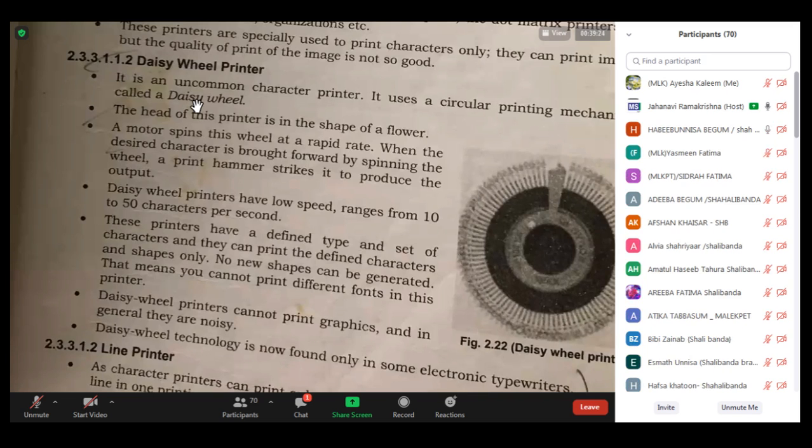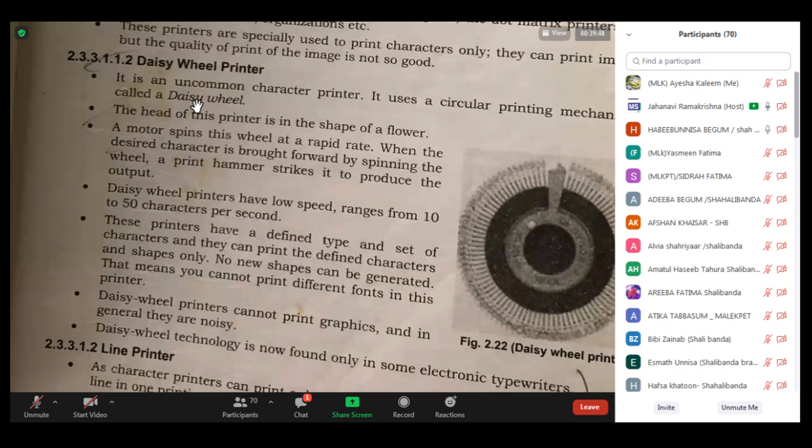If they are in consecutive manner, well and fine, but imagine they are segregated, then for every print of one character there should be a spin of the wheel. Yes or no? So it may take lots of time, and you could imagine, like, 10 to 50 characters per second. And daisy wheel printers cannot print graphics, and in general they are very noisy.